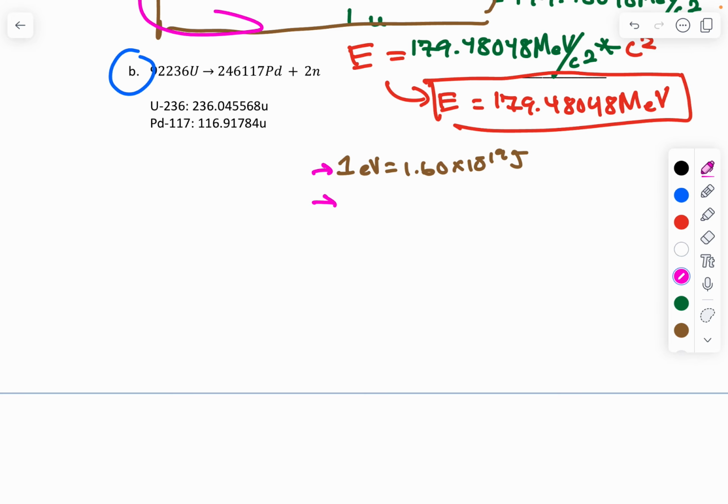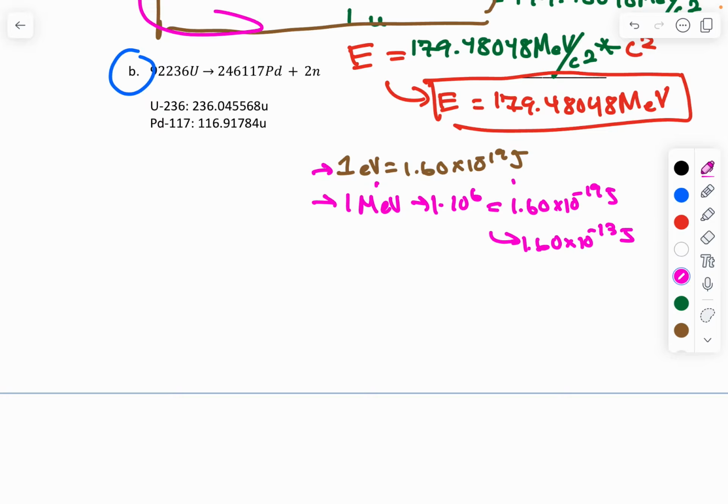Right now this is 1 eV, but I want it to be 1 mega eV. So I multiply this by 1 times 10 to the 6. If I do it on this side, I have to do it on this side as well. So it's 1.60 times 10 to the negative 19 joules, which becomes 1.60 times 10 to the negative 13 joules.